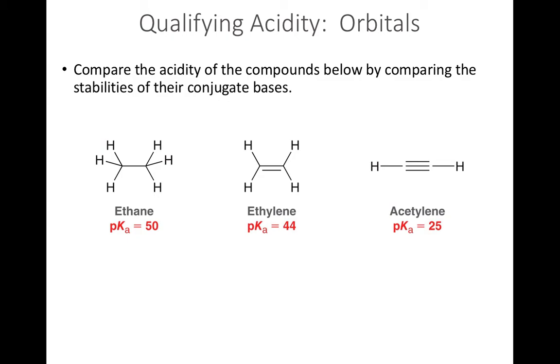All right, and then just one more example here. When we look at the series ethane, ethylene, and acetylene, going from sp3 to sp2 to sp, we can see the decrease in the pKa value, indicating the increase in acidity as we go from sp3 hybrid orbitals to sp2 to sp.